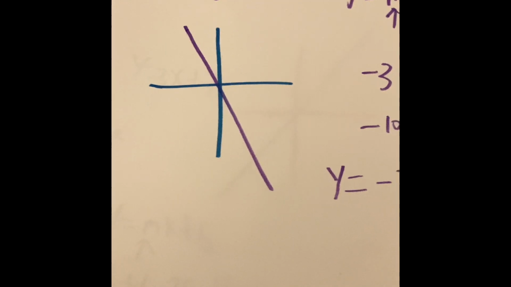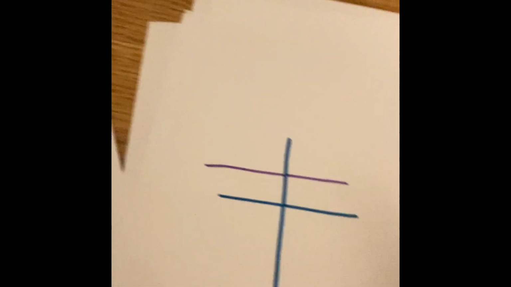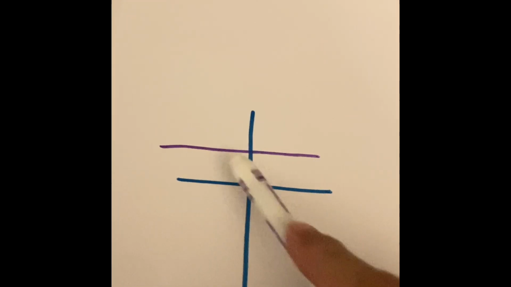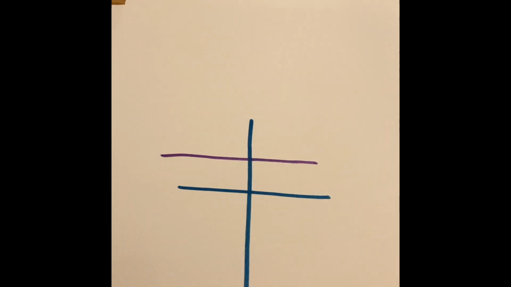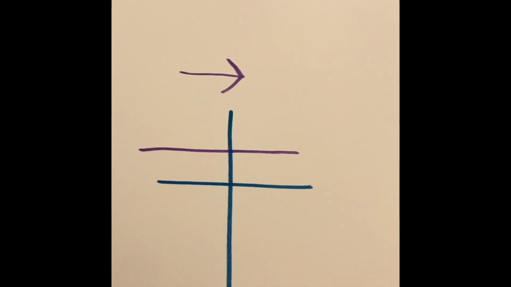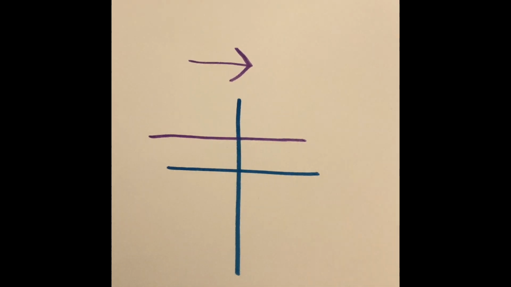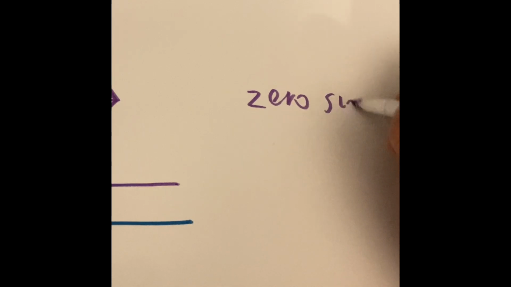Let's move on to our next type of slope. So, it looks like here's a graph, but a straight line this time. This is still called a slope. And yes, this is called a zero slope.